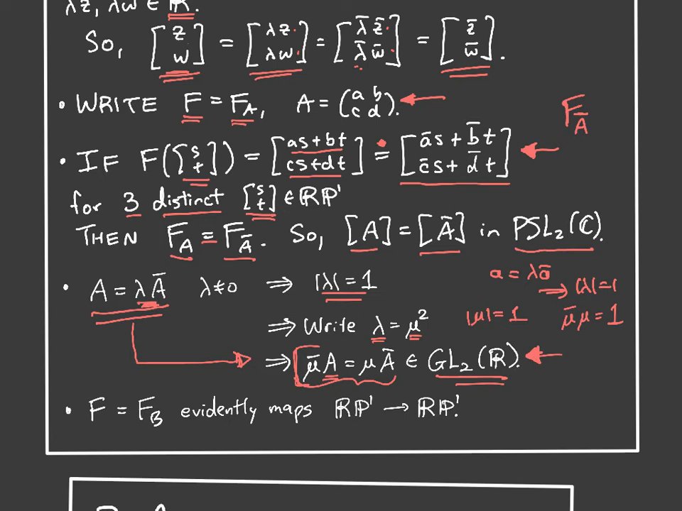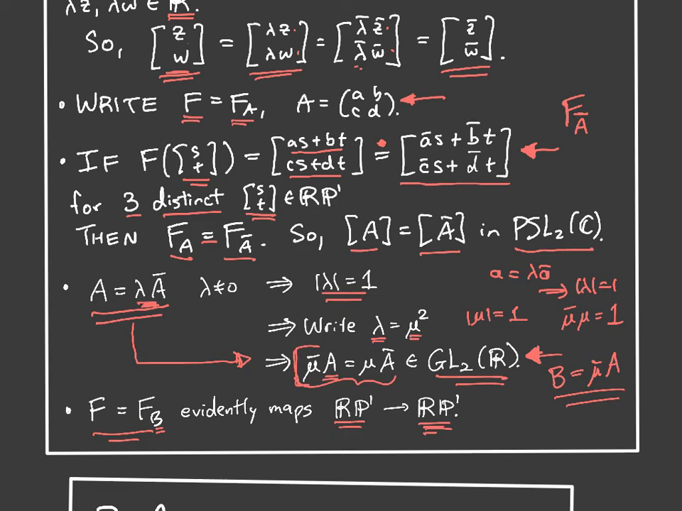Now if we declare B to be this matrix mu bar A, then F is represented with a matrix with real entries, and then it's evident that you send RP1 to RP1 if everything in B is real. When I plug in real stuff, I'm only going to get out more real stuff. So this gives a complete description of the FLTs that send RP1 to RP1. They can be represented using a matrix in GL2R.